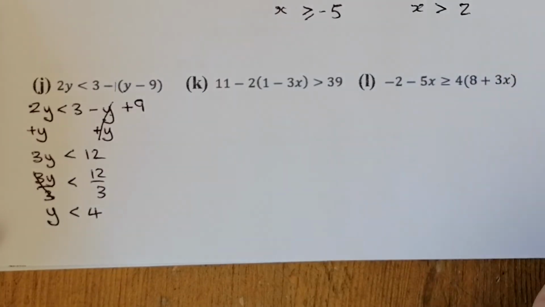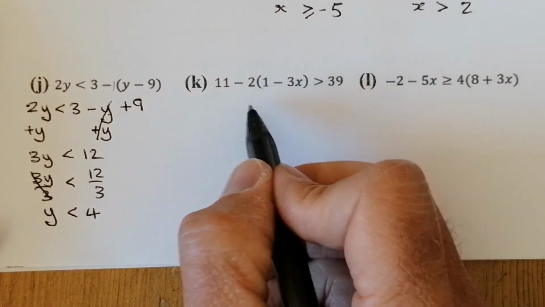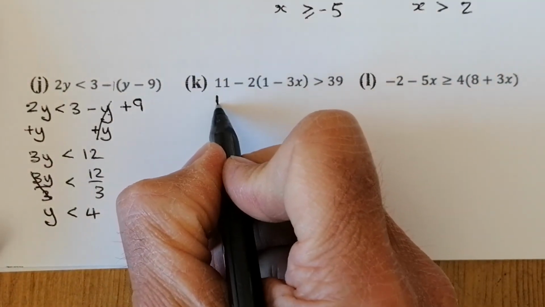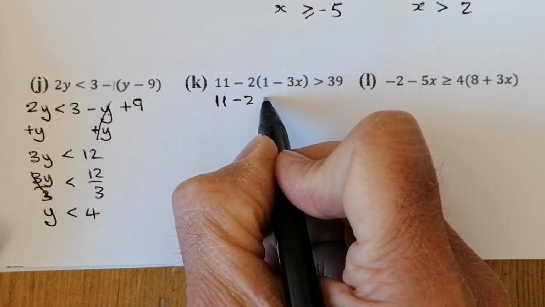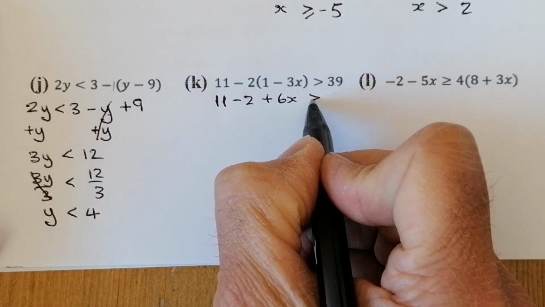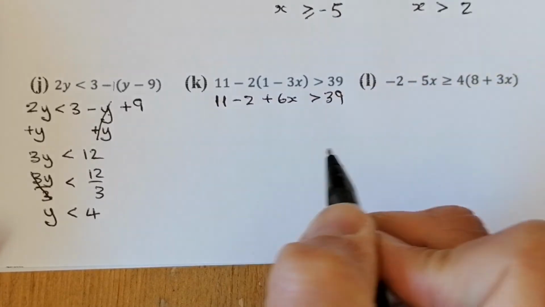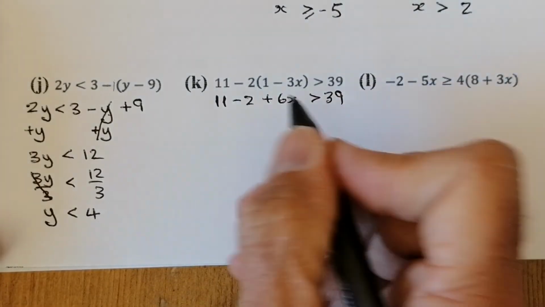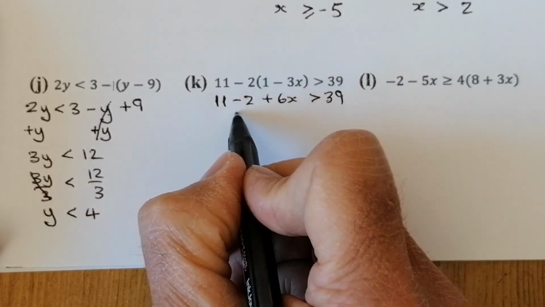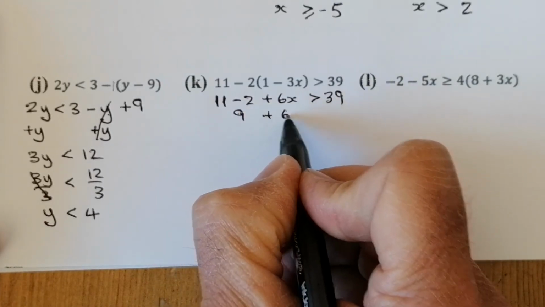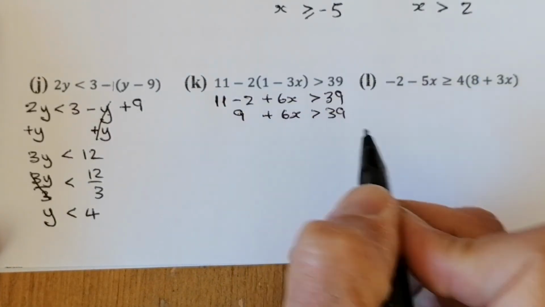Getting a bit more complicated again. So multiplying the bracket out, let's go for that first of all. That'll give me minus 2, that'll be plus 6x, and we'll get greater than 39. When we work this one through, I'm going to gather these numbers together first. So it's 9 plus 6x is greater than 39.